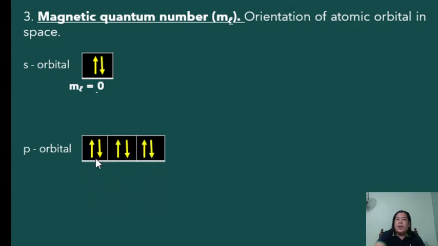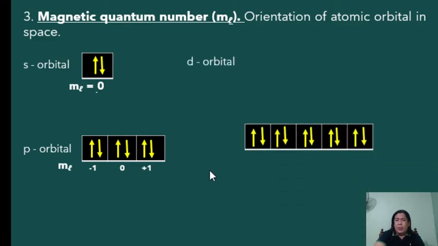In the p orbital, we have 3 boxes, which hold 6 electrons if completely filled. The m sub l values are negative 1, 0, and positive 1. In this part of the orbital, both electrons have a value of negative 1. This part has a value of 0. The electrons in this part have a value of positive 1.